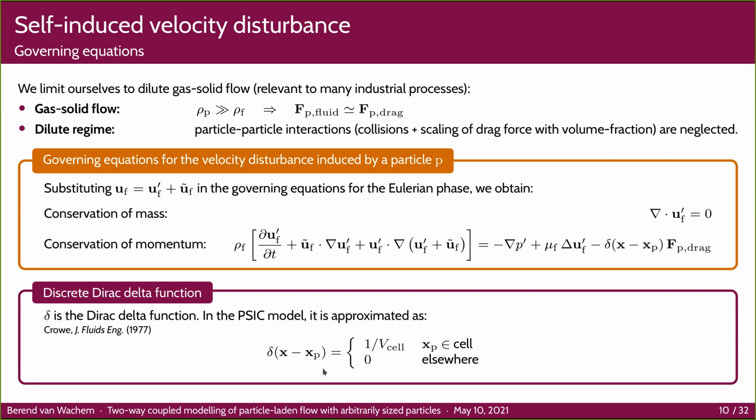The Dirac delta in the work of Crowe in 1977 is just that we get 1 over the cell volume if the particle is in the cell, and it's 0 elsewhere. And that's why we call it the PSIC model, which stands for the particle source in cell model. So the sources seen by the fluid are just accounted for by the cells in which the particle is located. And this is in fact the standard model used in the literature.